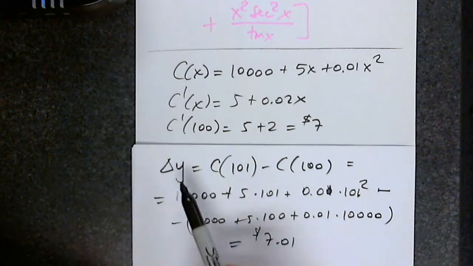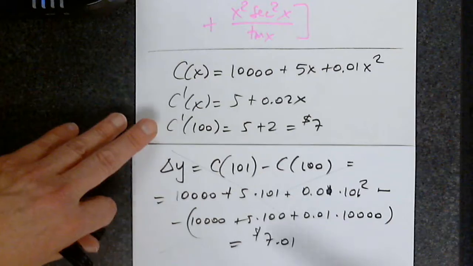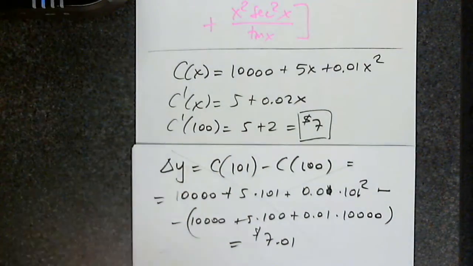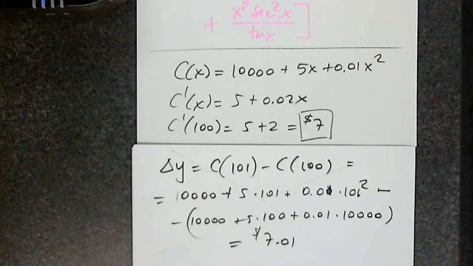So instead of doing this, and look how long it took me, and I didn't even calculate it, you gave me the final answer. We prefer this because they are so close. So this is the exact cost of manufacturing the 101st unit. This is the approximate cost of producing the 101st unit. But it's so much easier to calculate that we do prefer to determine it like that.